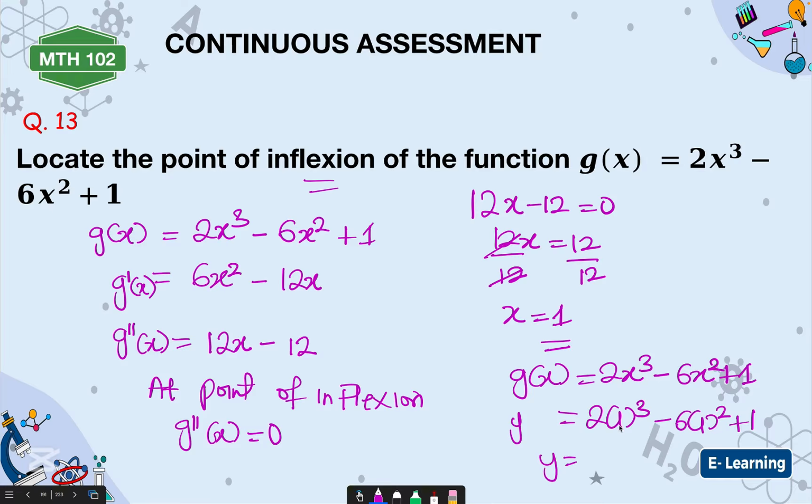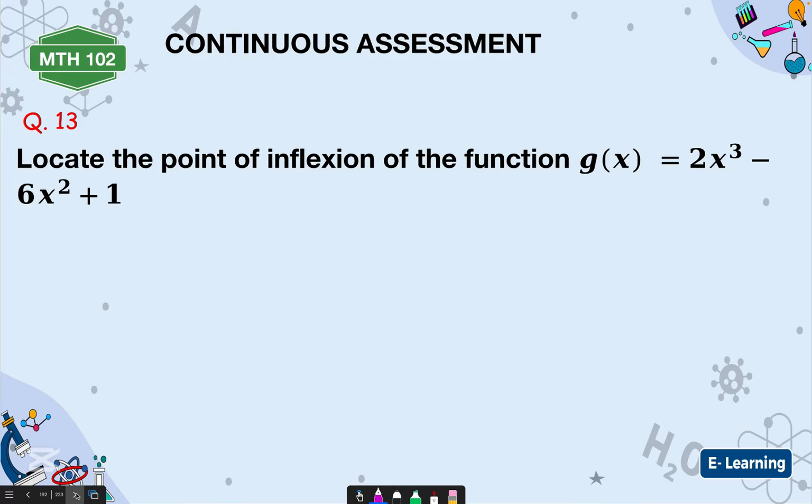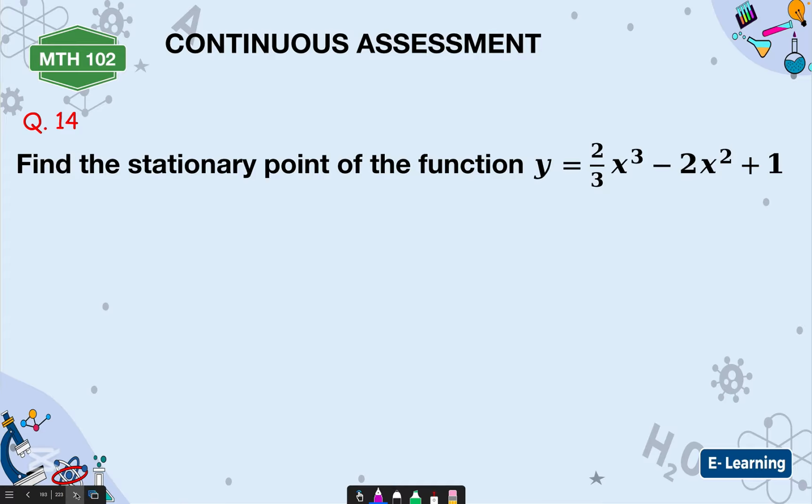So y will be 1 raised to the power of 3 is 2 minus 6 plus 1. And this will give us what? Minus 3. So the point of inflection is 1 and minus 3. These 2 points here are the point of inflection. All right? So let's see the next question.